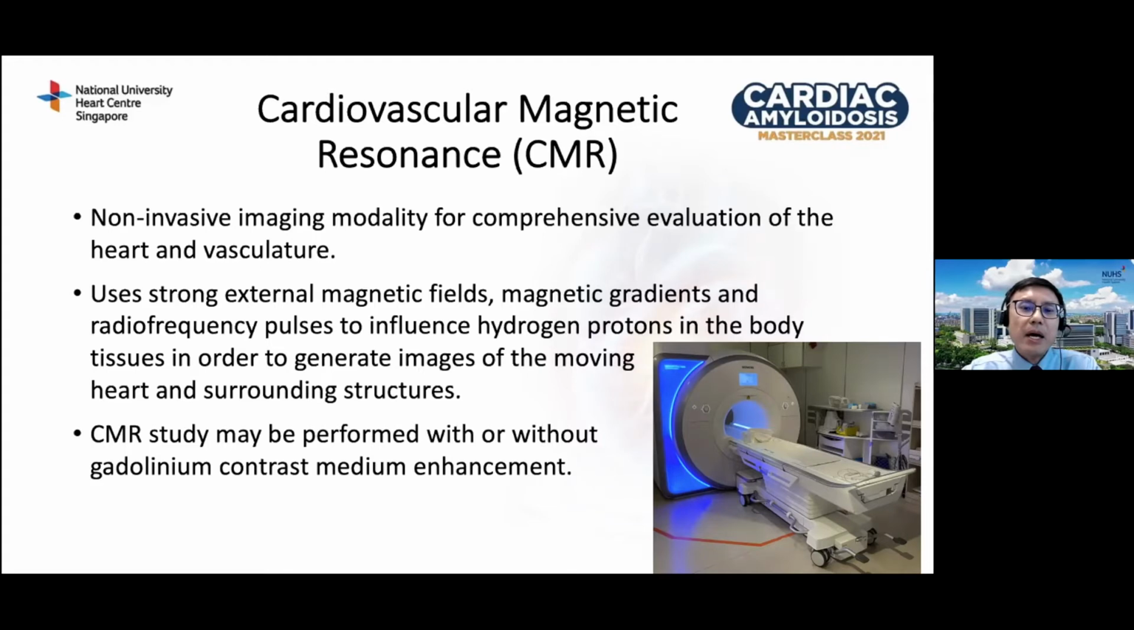MRI uses strong external magnetic fields, magnetic gradients, and radio frequency pulses to influence the hydrogen protons in the body, in order to generate images of the heart and surrounding structures. A CMR study can be performed with or without gadolinium contrast. Later on, I'll be showing you some examples of non-contrasted and contrasted CMR studies.